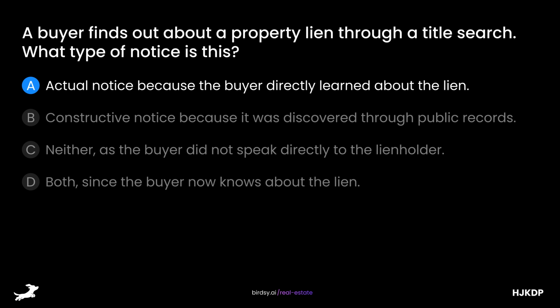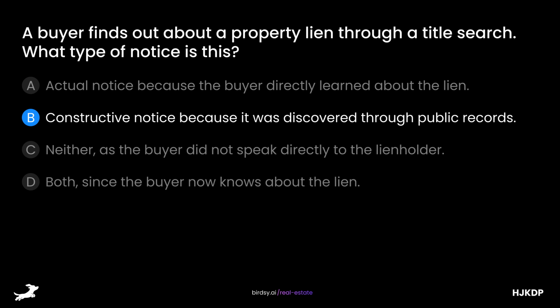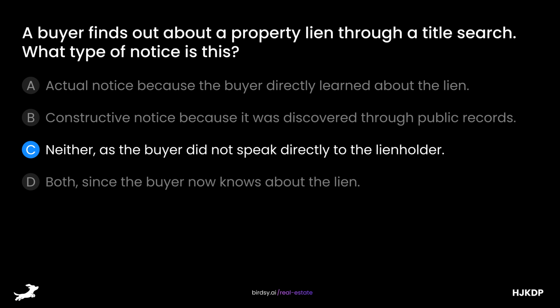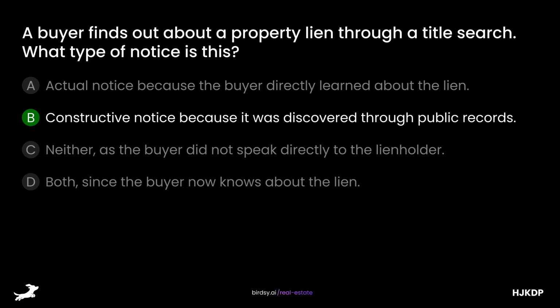Is it A, actual notice, because the buyer directly learned about the lien? B, constructive notice, because it was discovered through public records? C, neither, as the buyer did not speak directly to the lien holder? Or D, both, since the buyer now knows about the lien? The answer is B, constructive notice, because it was discovered through public records.